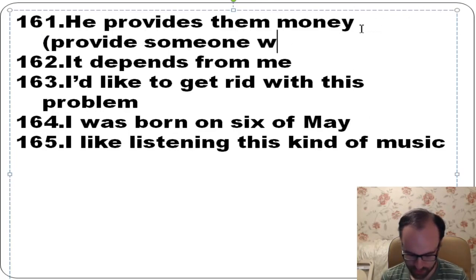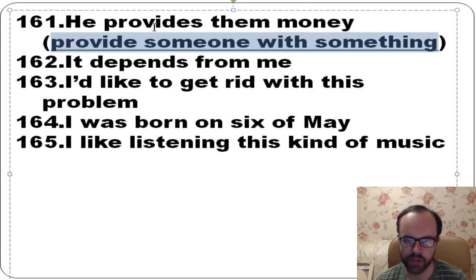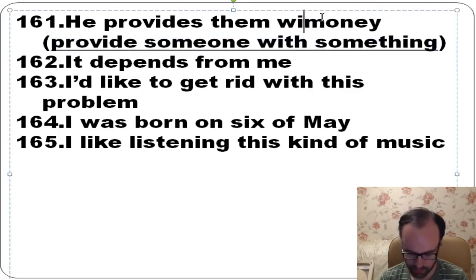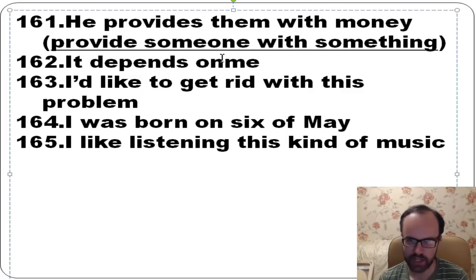Provide someone with something. You need to say he provides them with money. Not "it depends from me", it depends on me. That's a very common mistake, really. Remember it. We often use it in spoken English.